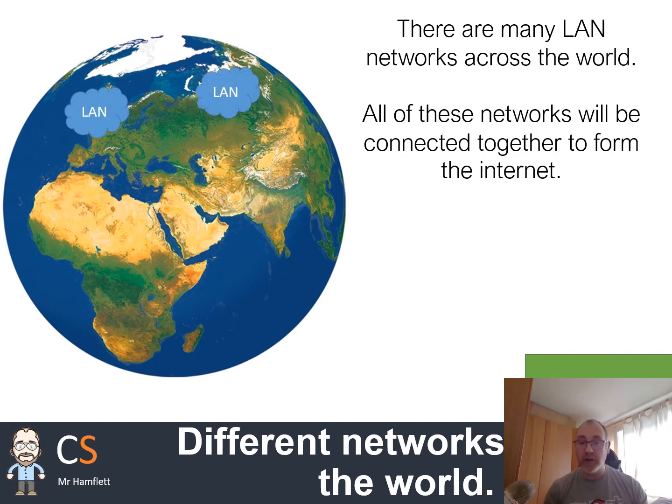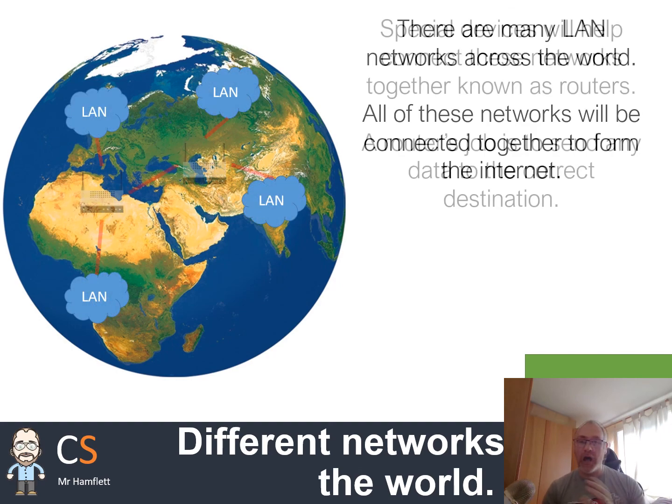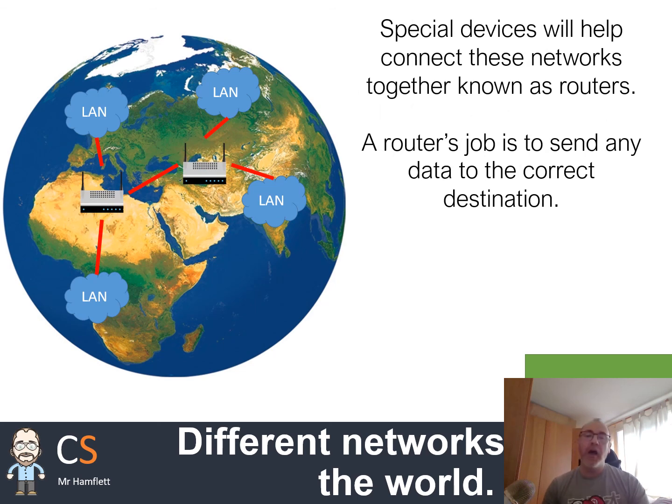So we have all these local area networks across the world. I've put a few in there, but you get the idea. Each one of these is connected to a router, and that router is then connected to other routers, and they form a kind of spider web of routers, all interconnected, to allow us to send data to and from different local area networks. A router's job is to send data to the correct destination, so it has the job of routing packets between local area networks, rather than between computers on a network, around a wide area network.